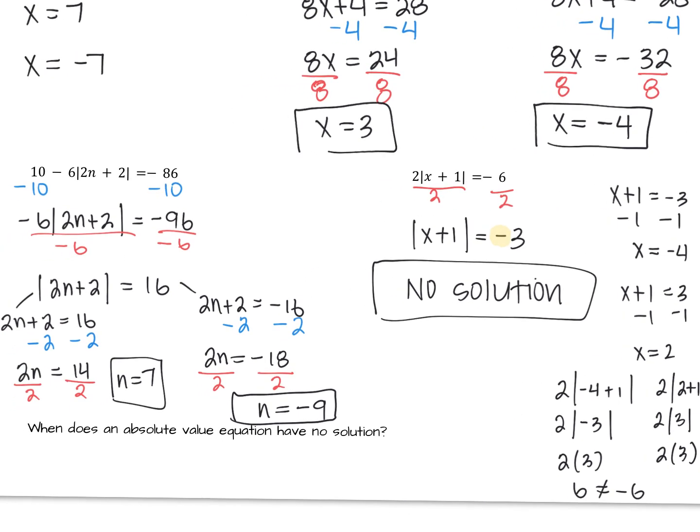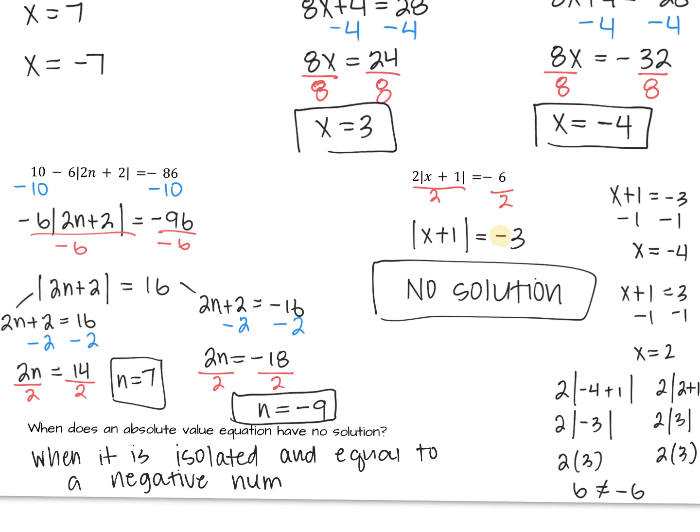So the very last thing here says, when does an absolute value equation have no solution? And that's when it is isolated and equal to a negative number.